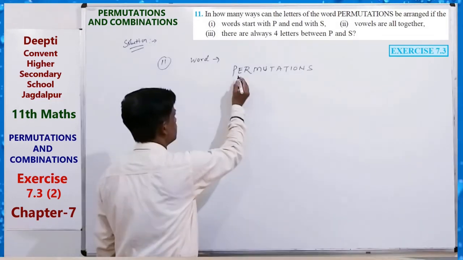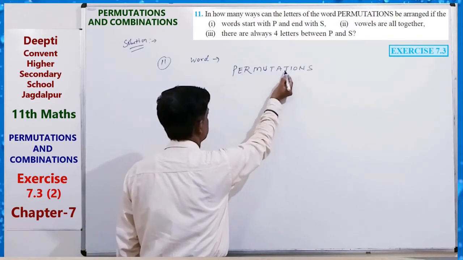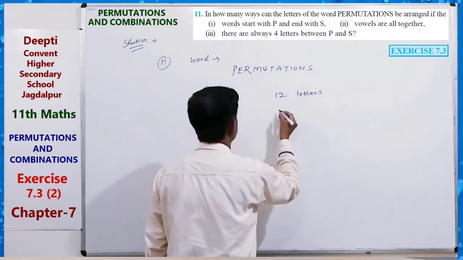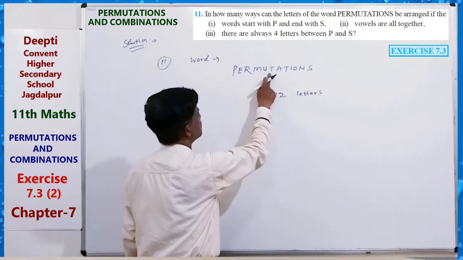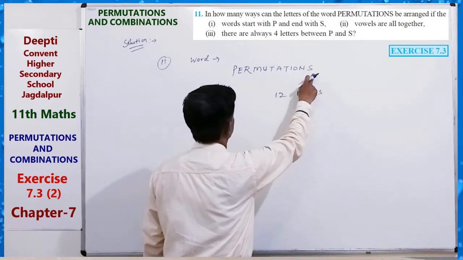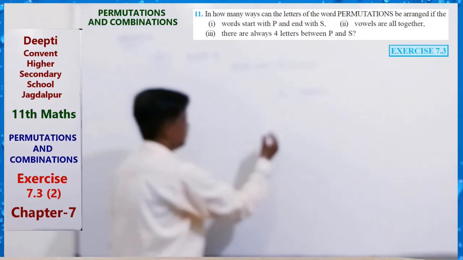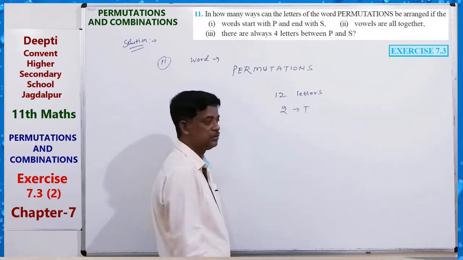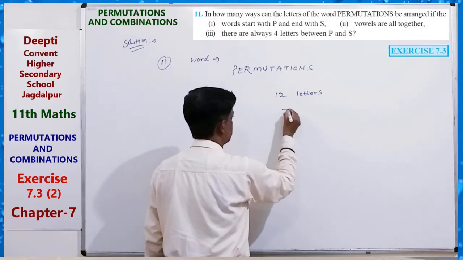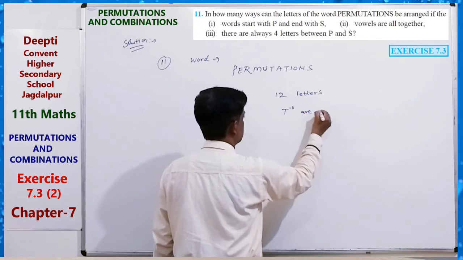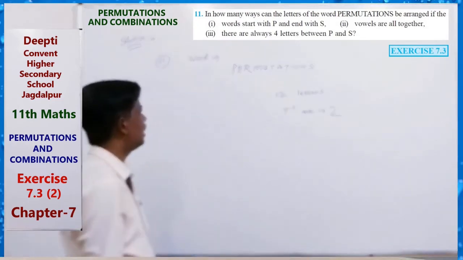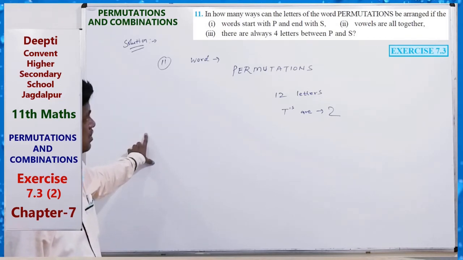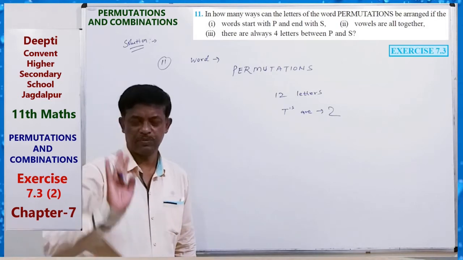So how many letters are there? 1, 2, 3, 4, 5, 6, 7, 8, 9, 10, 11, 12. So 12 letters. Here the T is repeated, 2 T's. In PERMUTATIONS, T is repeated 2 times.